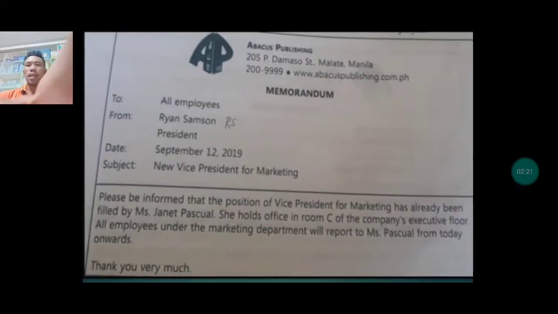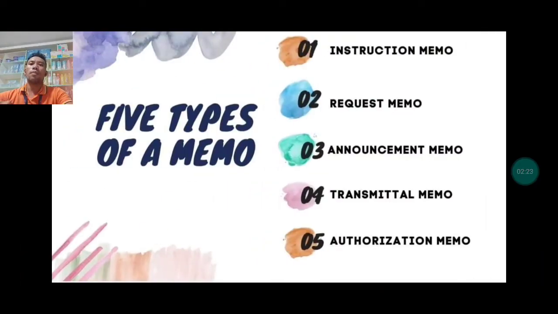Then the second one is the request memo. So request memo, this asks readers to provide certain information or take certain action. For example of this memo is when requesting fund for a seminar.